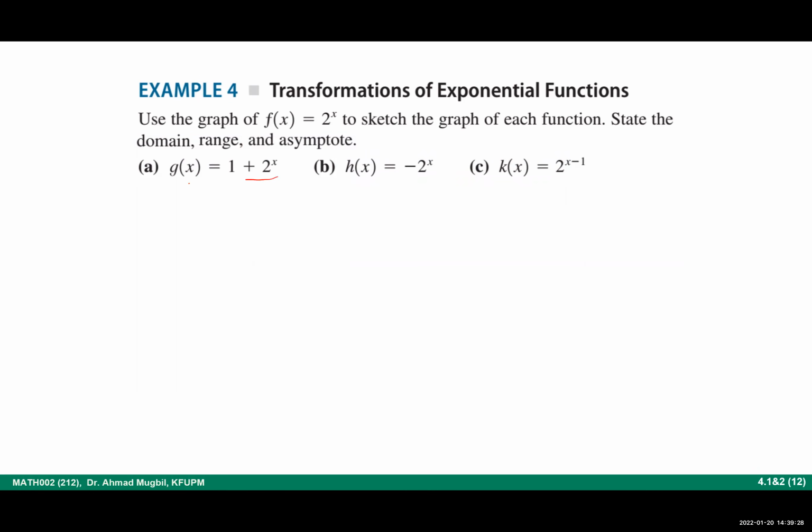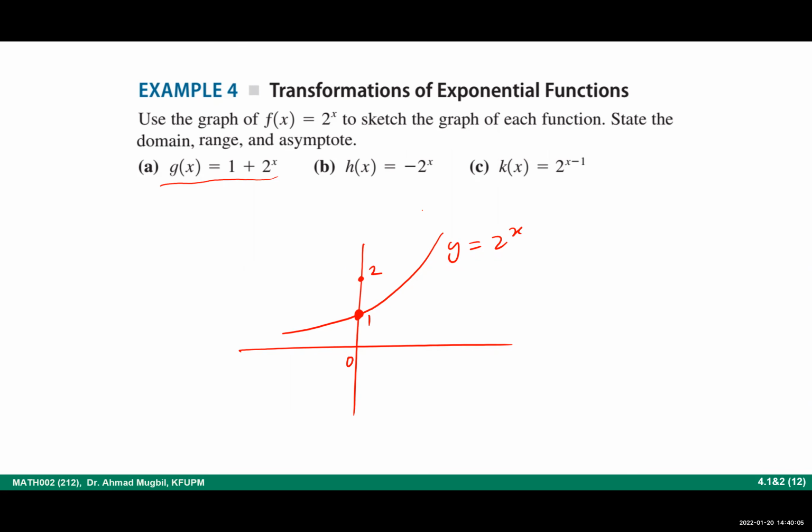Now, how to sketch the graph of 1 plus 2 to the power x? It is just 2 to the power x plus 1. So it will be 2 to the power x shifted 1 unit up. So you will start with the graph of 2 to the power x. This is the graph of y equals 2 to the power x. You will shift it up. Are you going to shift all the points one by one? No. You will just focus on this key point. This point is 0 and 1. It will become 0 and 2.